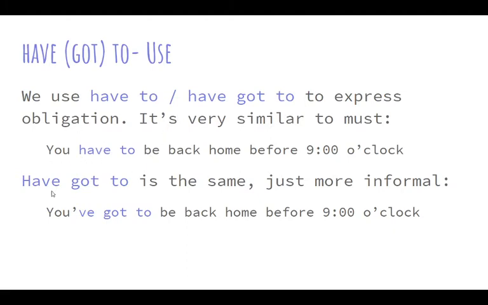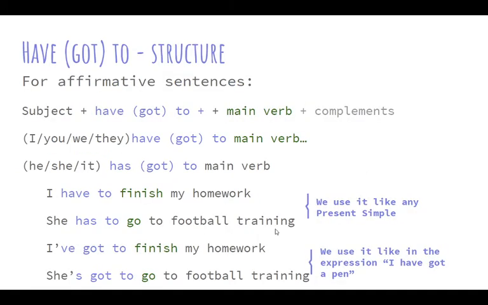What's the difference? That have got to, it's a bit more informal. So you can say, for example, you have to be back home before 9 o'clock, or you've got to be back home before 9 o'clock. It's exactly the same, okay? Just this one is slightly more informal, okay? Now let's look at the grammar and at how to make sentences using these structures.